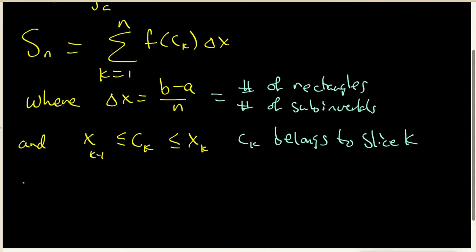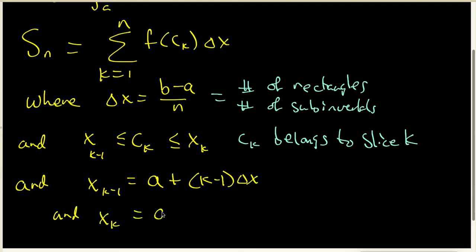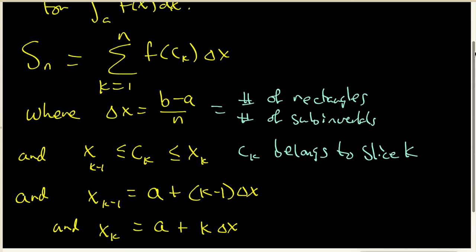And we want to also say something else. x_{k-1} is going to be equal to a plus k minus 1 times delta x, and x_k is equal to a plus k times delta x. We didn't worry about this in our informal version of the definite integral. So this is the formal definition of a Riemann sum.